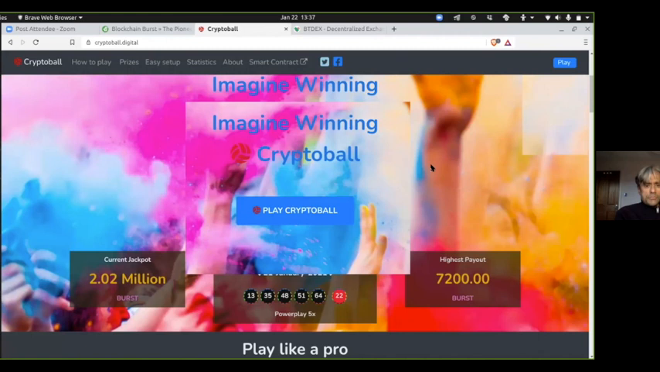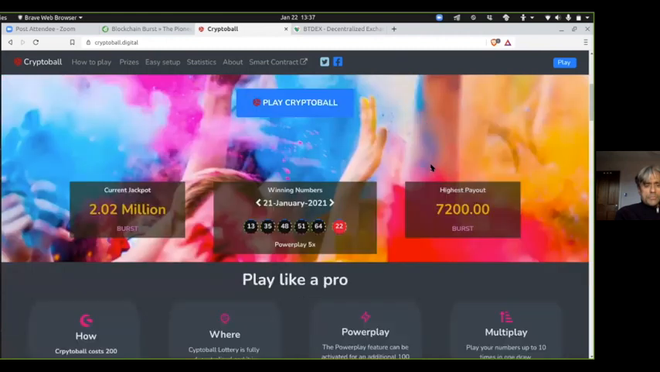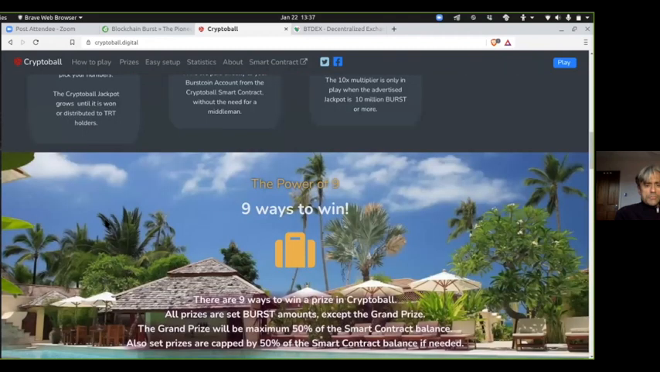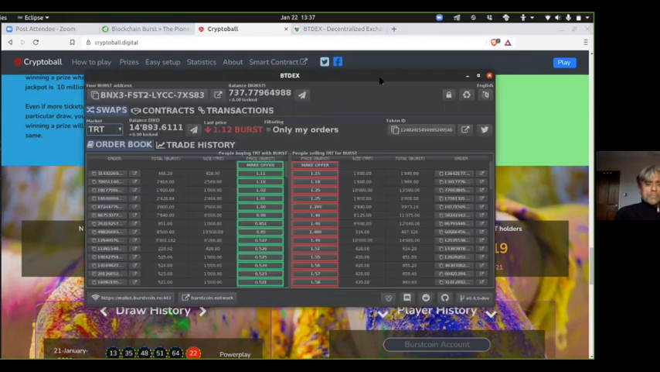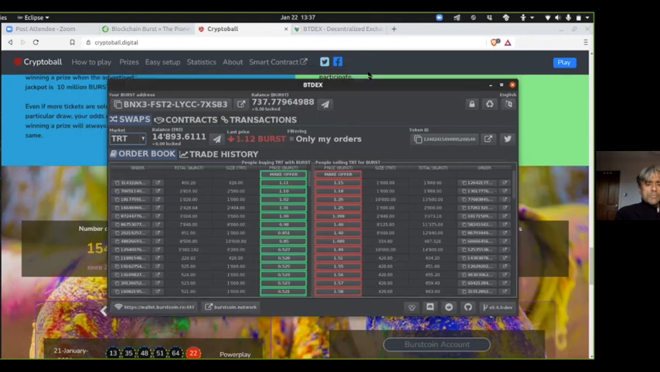Since I'm here on Crypto Ball, let's see here. We have 1,500 bets since we started, so it's not that bad. But if we had this number daily, this would be a massive return for holders, possibly every week. And on BTDEX, you probably well know that all DEXs suffer from low volume, and here we have no exception.